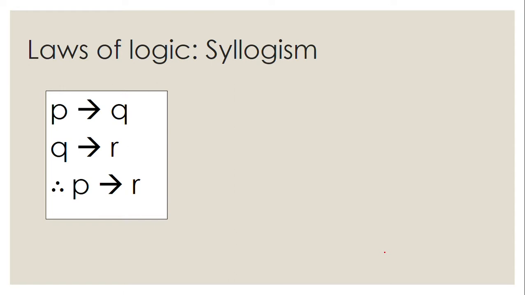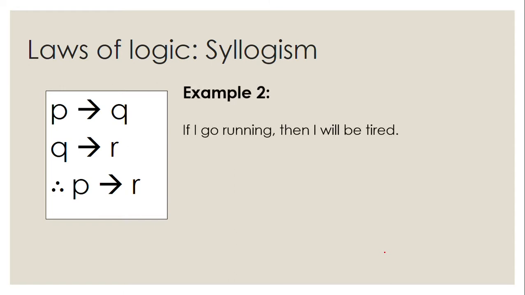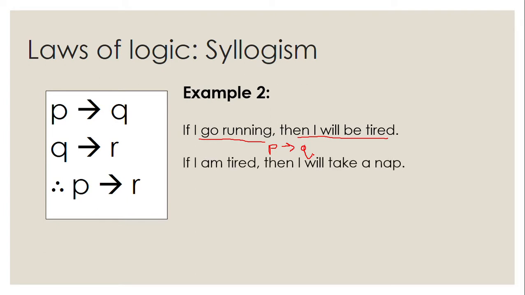All right, here's another example of syllogism. If I go running, then I will be tired. So if I go running, we'll make that P, and then an arrow. So then I will be tired. That's something new. I'm going to call it Q. And then in our next little sentence here, we have if I am tired. So, oh, that's Q again. Then I will take a nap. That's something new. I'm going to call it R.